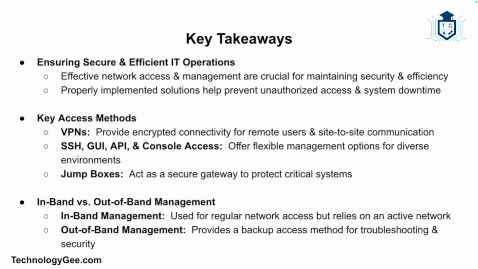So in conclusion, effective network access and management are crucial for maintaining a secure and efficient IT environment. VPNs provide encrypted connectivity for remote users and site-to-site communications, while Secure Shell, GUI, API, and console access offer flexible management options. Jump boxes enhance security by acting as a gateway to critical systems. And the choice between in-band and out-of-band management depends on an organization's security and availability requirements.